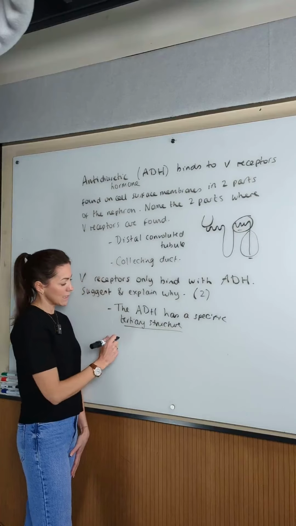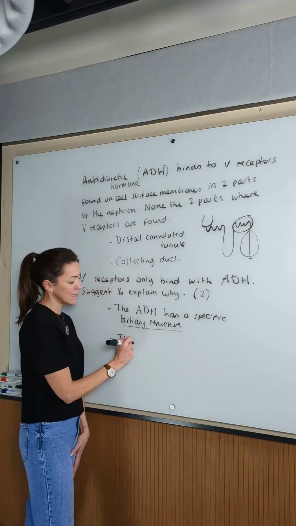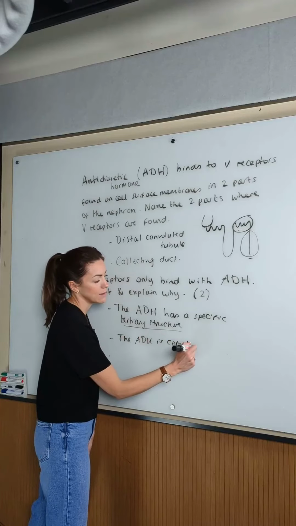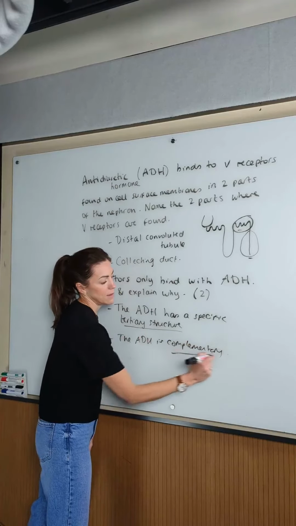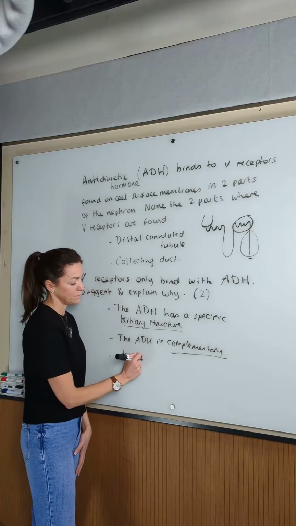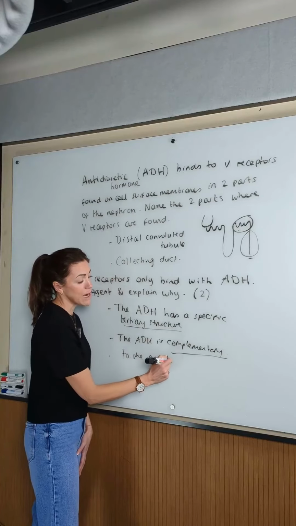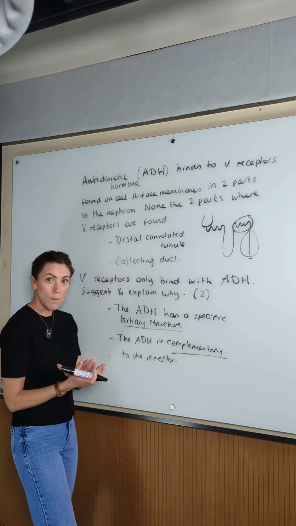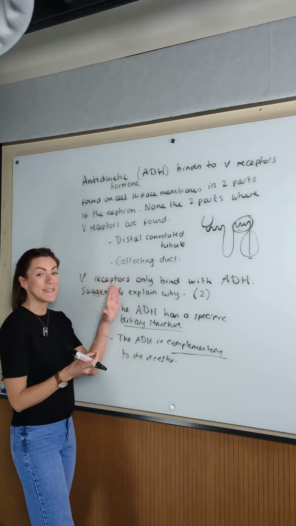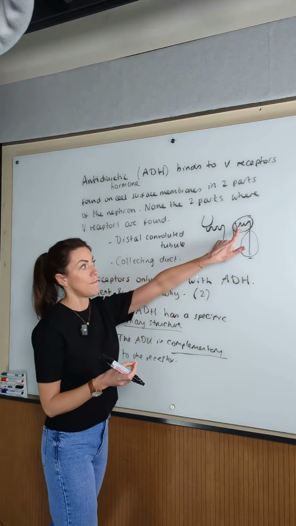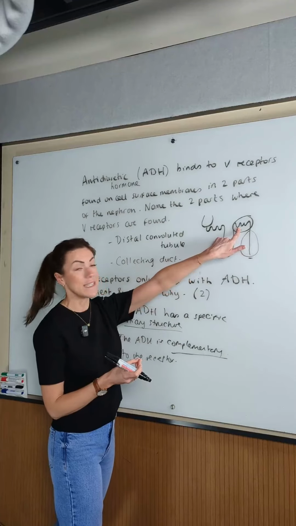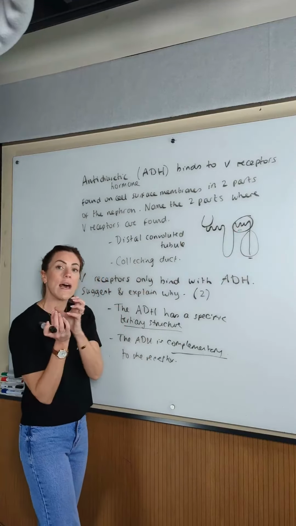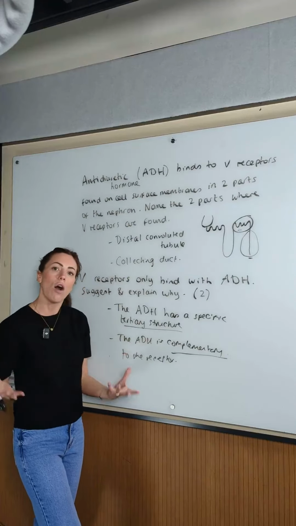And the second thing to say is the ADH is complementary to the receptor. And the mark there is really for the word complementary. So that's why this hormone will bind to those specific receptors that are found on the epithelial cells of the DCT and the epithelial cells of the collecting duct, because their tertiary structures are complementary.